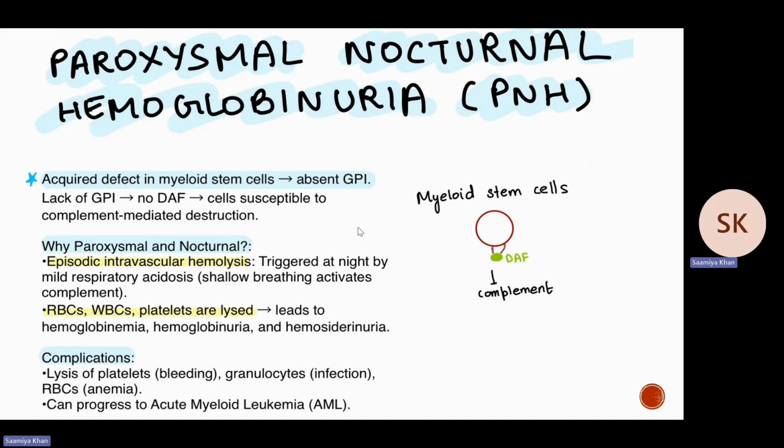Now, because it's affecting all the myeloid stem cells, RBCs, white blood cells, platelets, everything is lysed, and this can lead to hemoglobinuria and hemosiderinuria. The complications: everything gets lysed, which is platelets, granulocytes, RBCs, and their relative deficiencies will lead to bleeding for platelets, infection for granulocyte deficiency, and anemia for RBC deficiency. This can also progress to acute myeloid leukemia, which is a type of cancer that we will discuss in further videos.